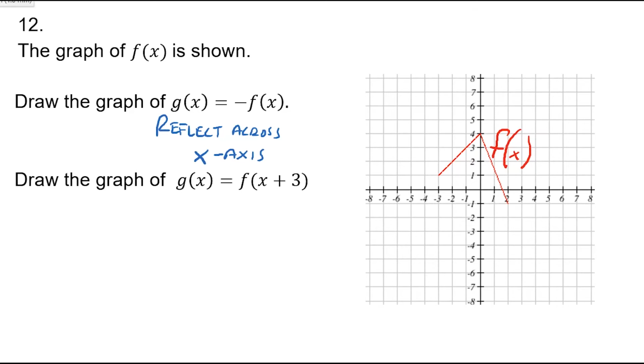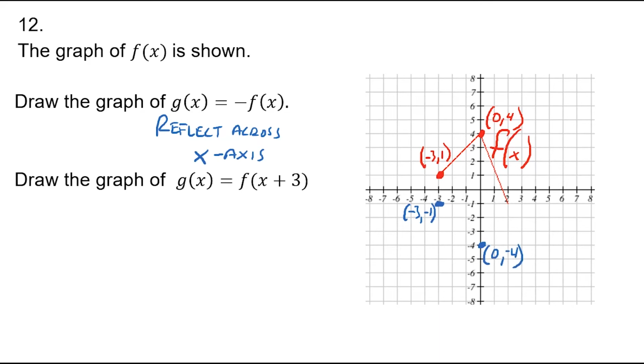So all the points on this red graph, you're just going to change the sign of the y coordinate. So let's pick 3 points here. We'll have negative 3 comma 1, and when we reflect this across the x-axis, we're going to end up with negative 3 comma negative 1. Then pick this second point here. This is 0 comma 4. And when we reflect this, we end up with 0 comma negative 4.